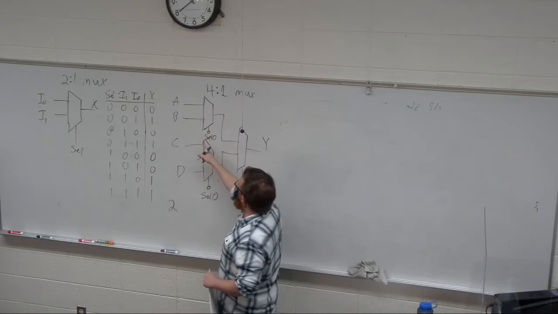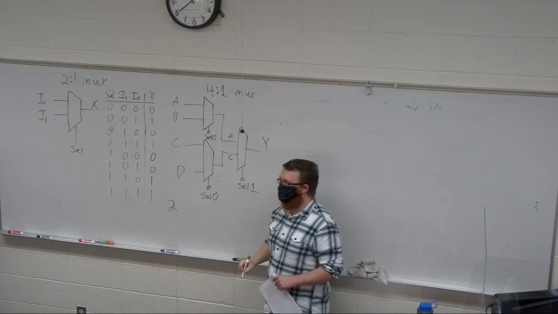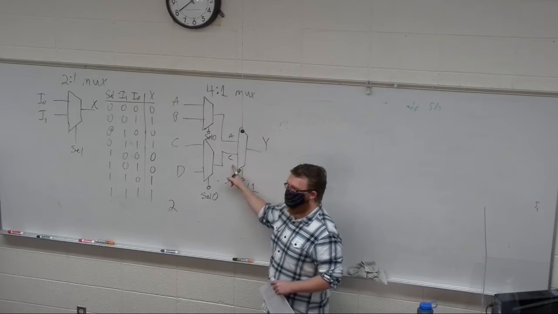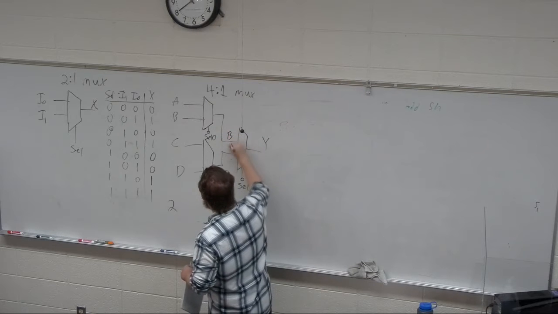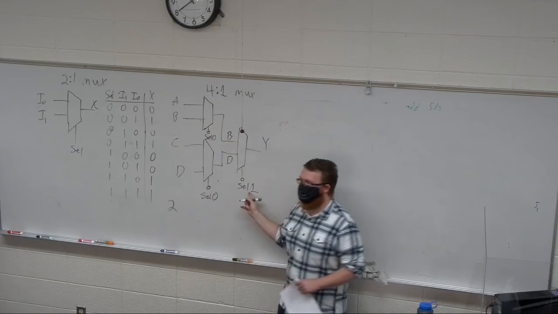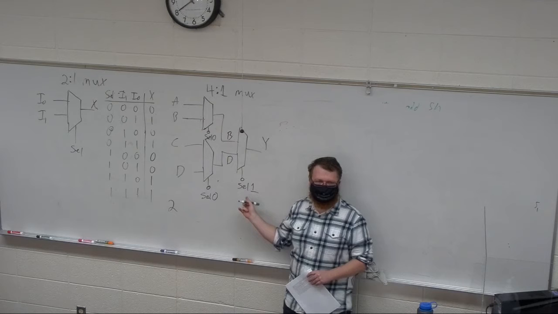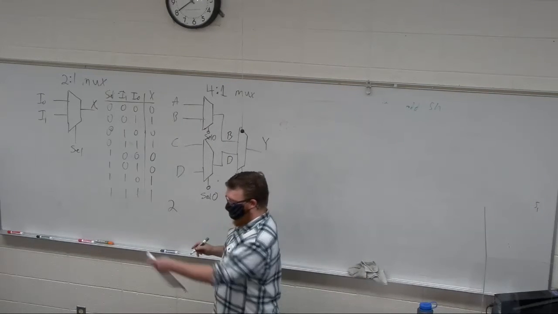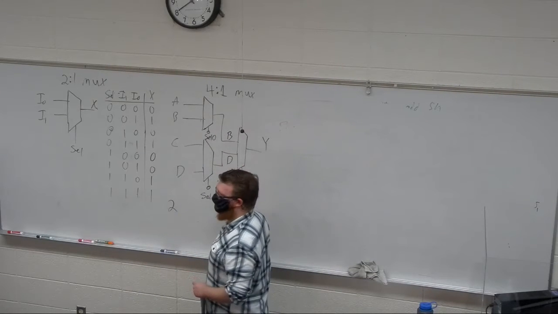So let's say select 0 is 0, then I put A and C on this mux, and then select 1 can choose A or C. Similarly, if I were to put 1 on select 0, this would put B or D, and then select 1 would just choose between B or D. Everyone feel comfortable with that decision tree? The select 0 cares about the first one, and the select 1 cares about the second one.